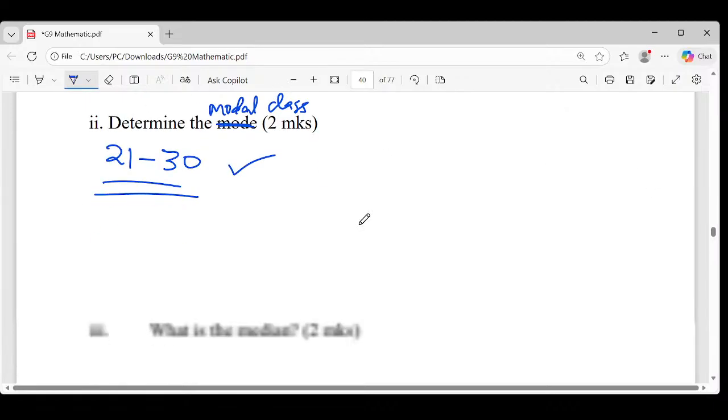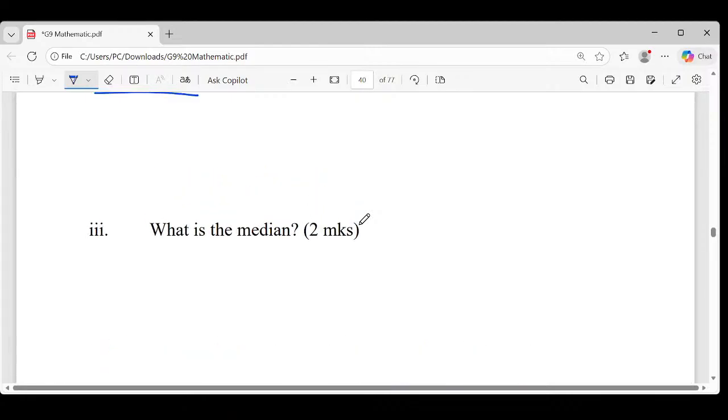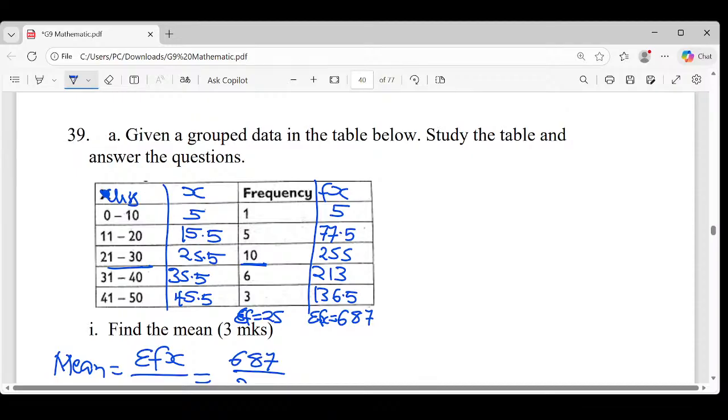Roman 3, we are asked about the median. Remember, in mathematics, formulas are very important. So how do we compute the median? It is L plus N over 2 minus the cumulative frequency above the median class, over f, times the class interval I. Before we calculate the median, we need to introduce one more column, the CF column, cumulative frequency. The first value of the CF column must always be equal to the first value of the frequency, which is 1.